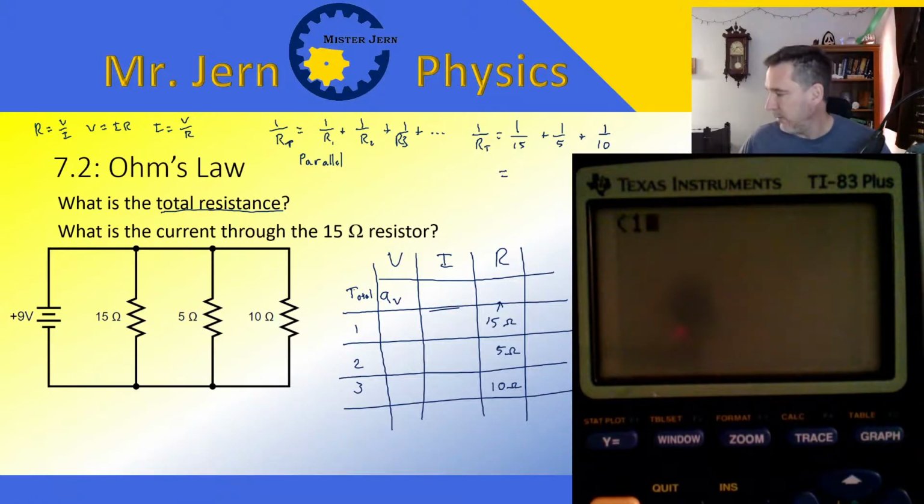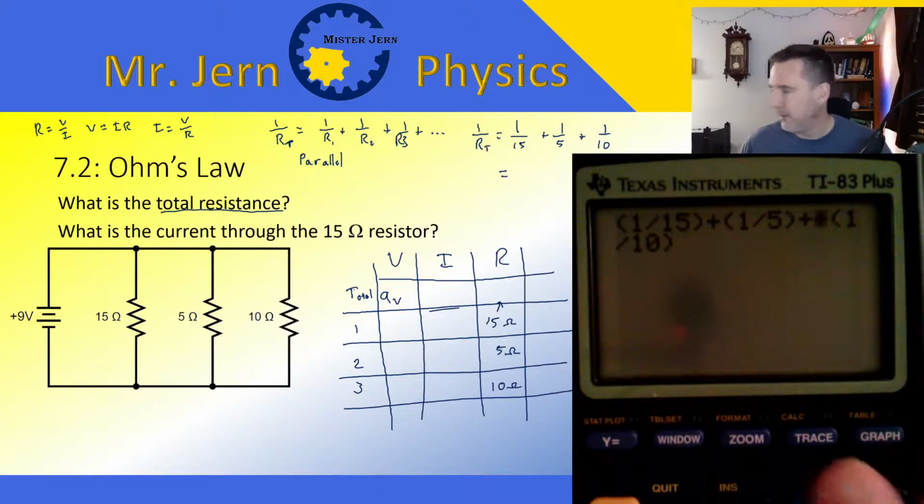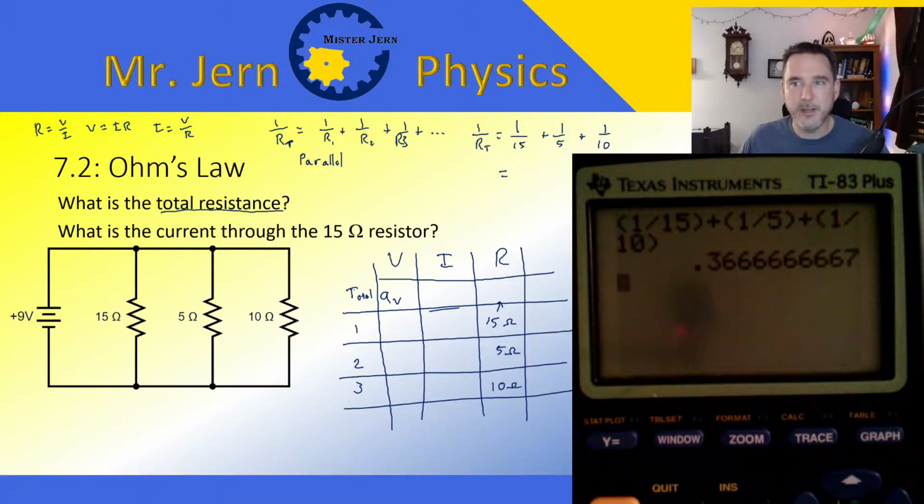Parentheses 1 over 15 plus 1 over 5 plus 1 over 10. Okay, and, whoa, yeah, I just saw that as I was hitting enter. What did I do? Plus, and then I got to delete that. Okay, so 1 over 15 plus 1 over 5 plus 1 over 10 gives me that answer.